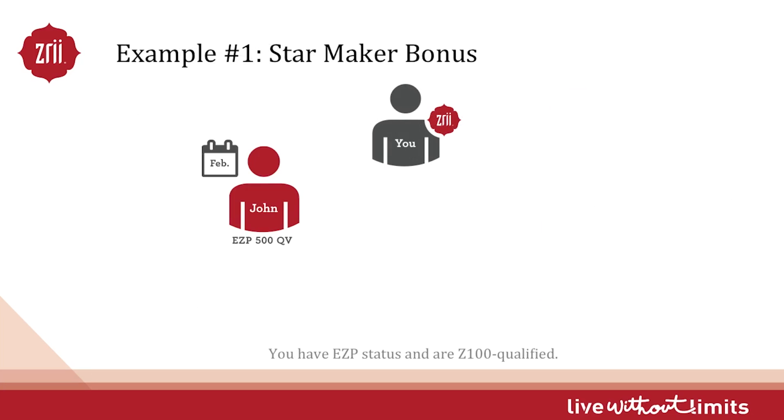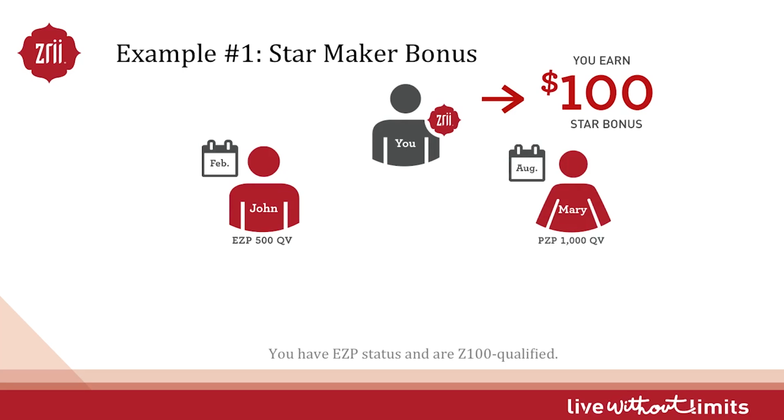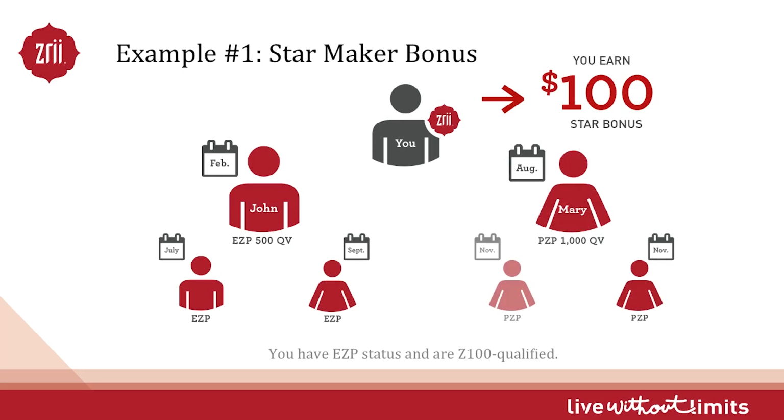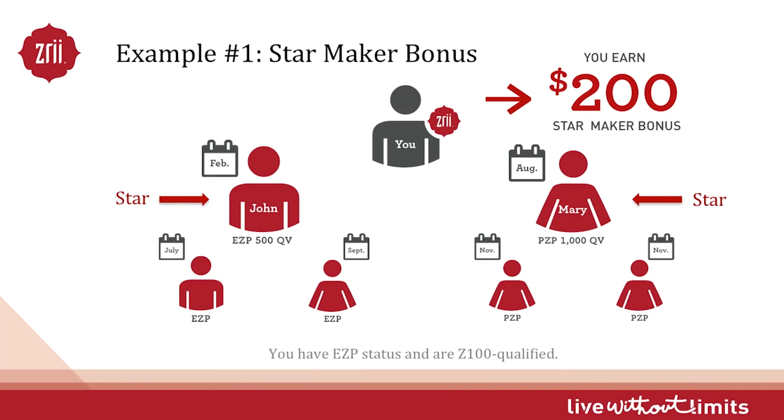You personally enrolled John in February with an Executive Z Pack carrying 500 QV. In August, you personally enrolled Mary with a Premier Z Pack and its 1000 QV. You just earned a $100 star bonus. John personally enrolls a new independent executive in July and another one in September with Executive Z Packs. Mary enrolls 2 new IEs in November, both with Premier Z Packs. John and Mary have both become stars, and you are now a star maker, earning a $200 star maker bonus.